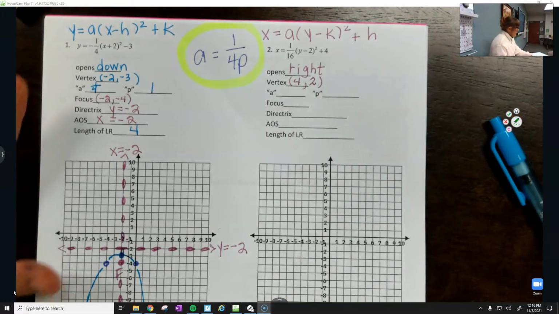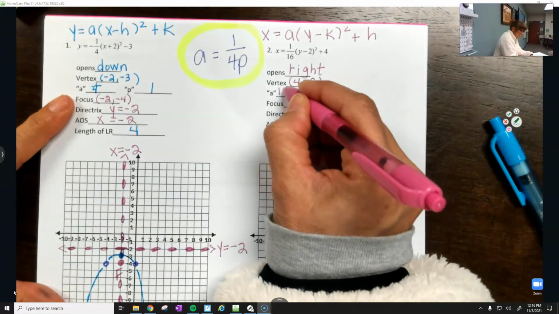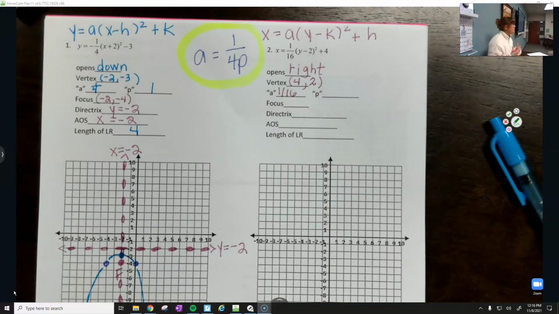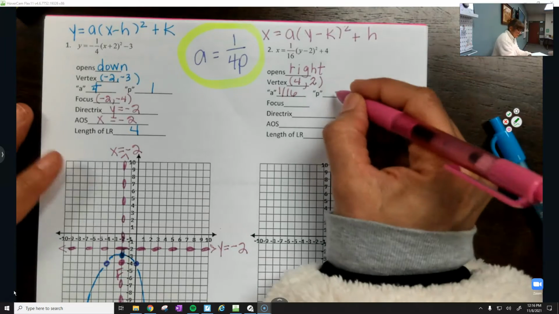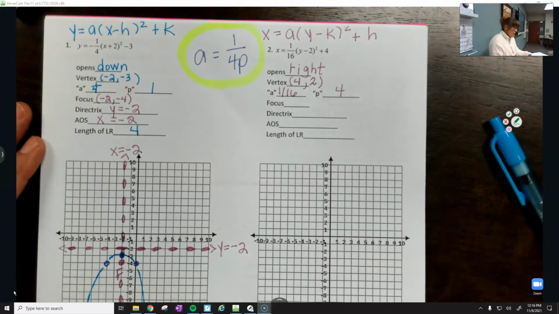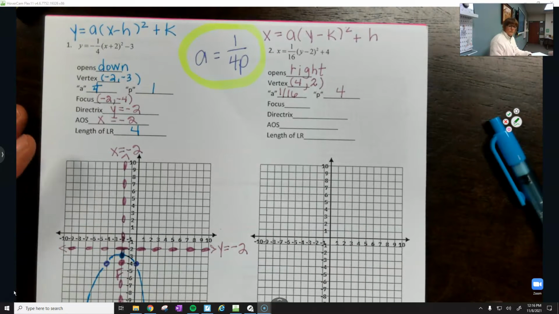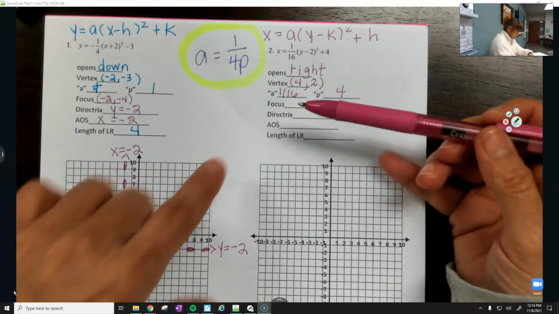A, what is the A value? 1/16. And then let's find P. What's our friend P? What is that? It's a 4. Good job. And then, y'all, let me give you a little tips to help me. This is how I remember stuff.